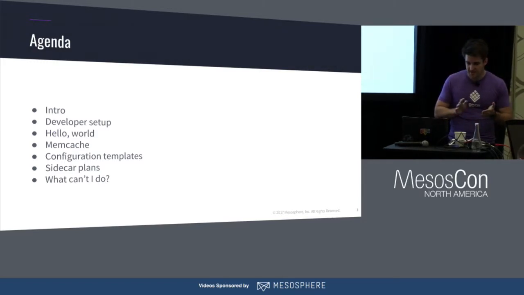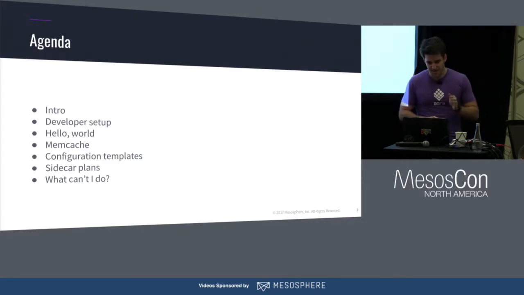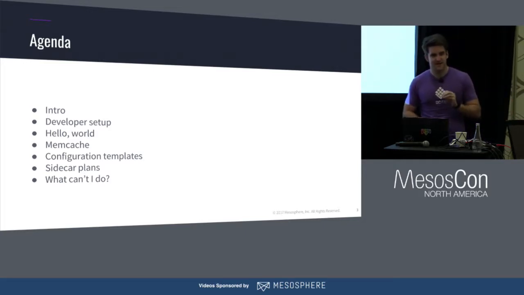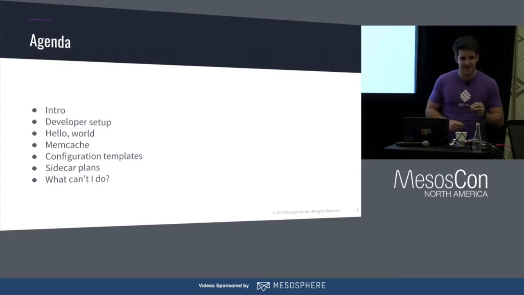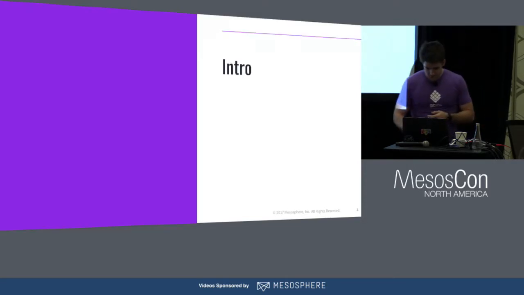So basically we'll do configuration templates and sidecar plans. Those are two of the more useful features of the SDK for making a robust framework. Then we'll go over what you can't do, which is mostly going to be me telling you everything that the SDK can do, and then a little bit of where we're going with it.